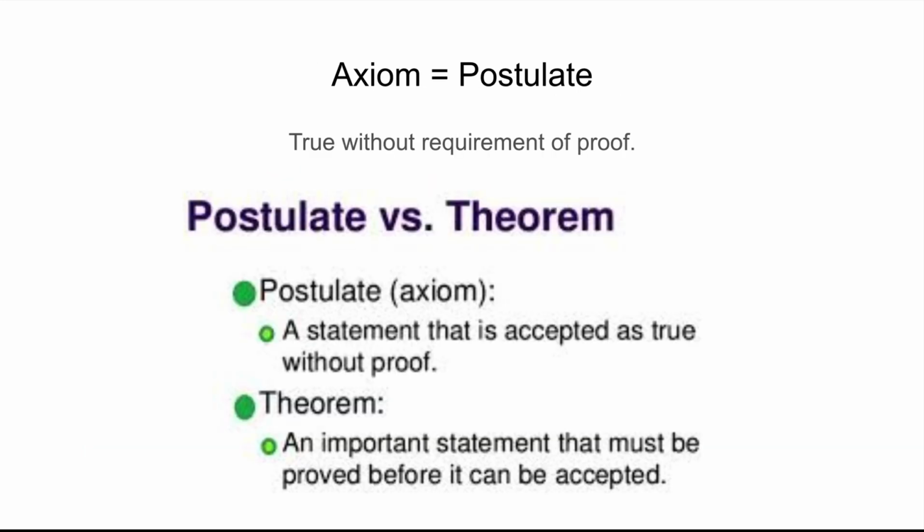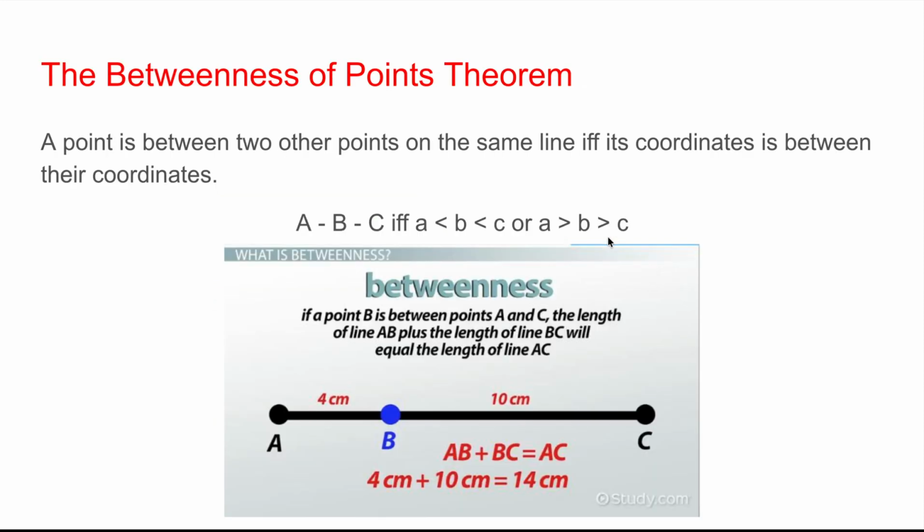inequality. We want to make sure you know that an axiom is a synonym for a postulate, and these are true without proof. These are different from a theorem, which needs proof. So a postulate is true without proof. A theorem needs proof.